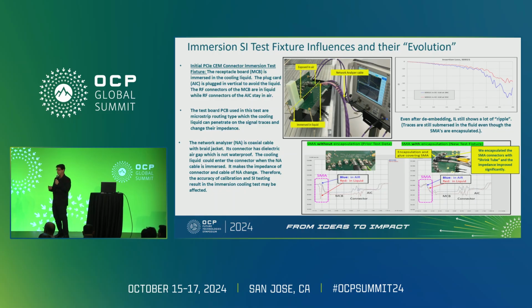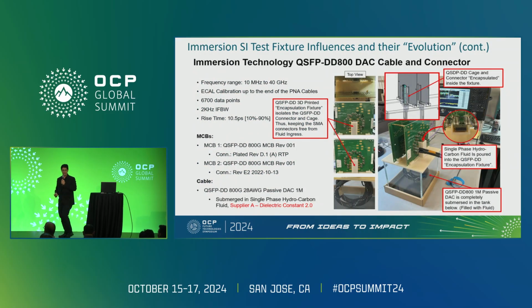How are we going to take all these variables out of the equation so we can just look at the connector? So we came up with a cool, innovative idea, and we want to share it as a contribution, like a BCAM or something, where you can isolate the DUT. This is actually a QSFP-DD, and you can see the white portion is a 3D printed top that has a trough in it.